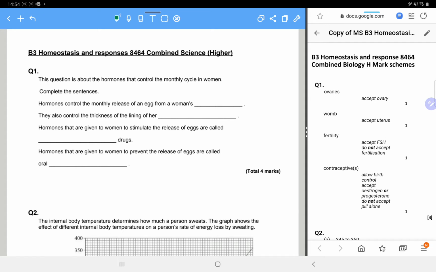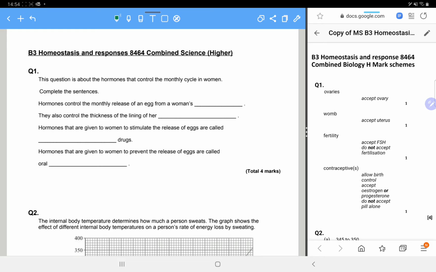So, hormones control the monthly release of a woman's egg from, as I've just said, the ovaries, and we can see on the right hand side of the screen the mark scheme. Ovaries is the right answer, except ovary singular, fine. They also control the thickness and lining of her womb, except uterus. Okay, I prefer uterus actually.